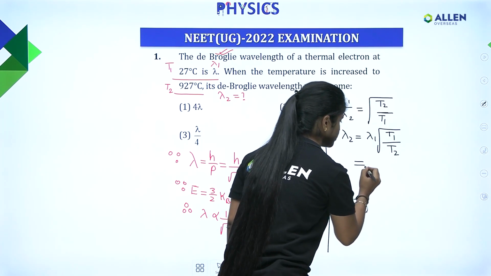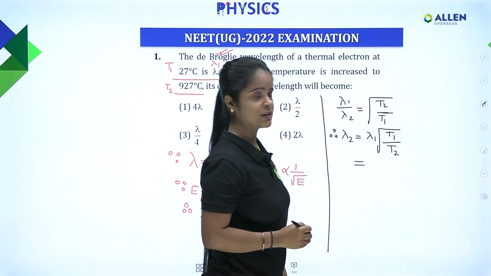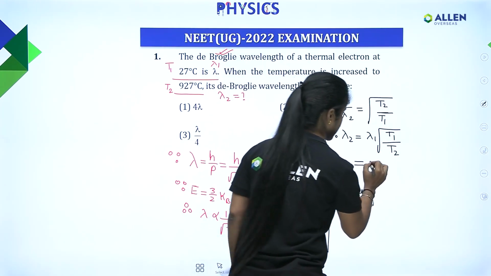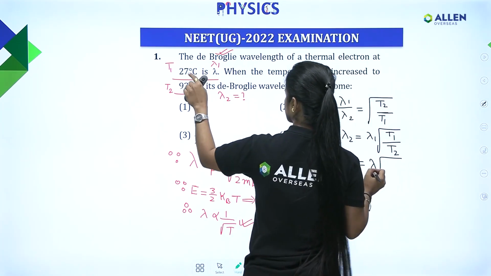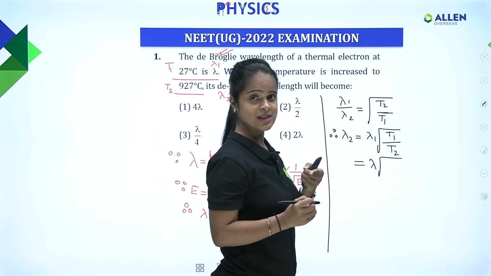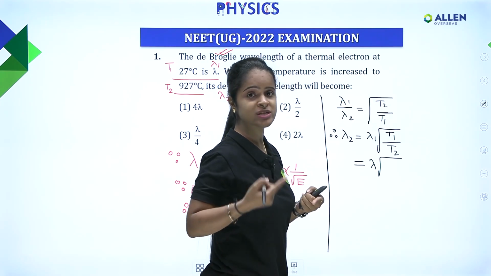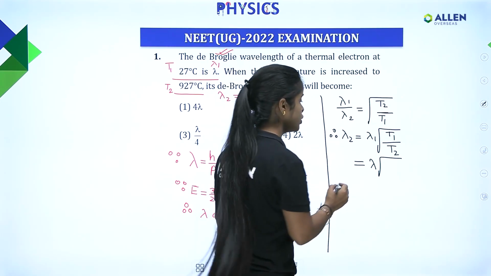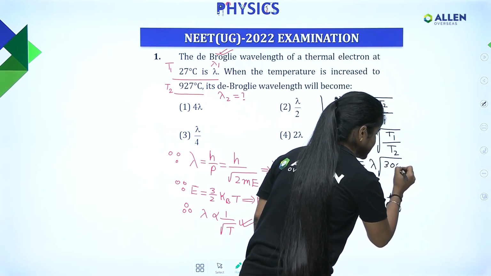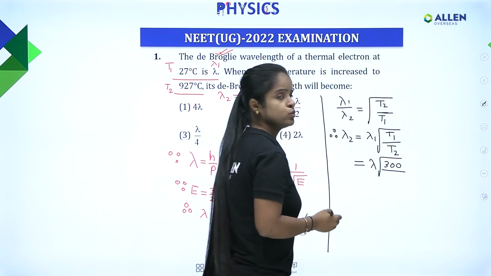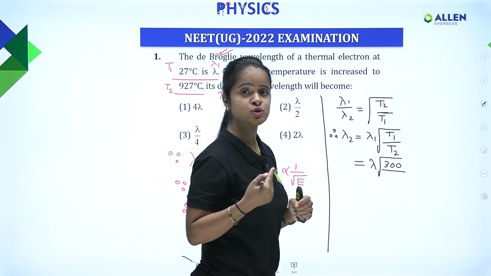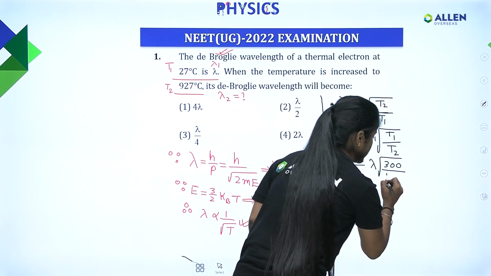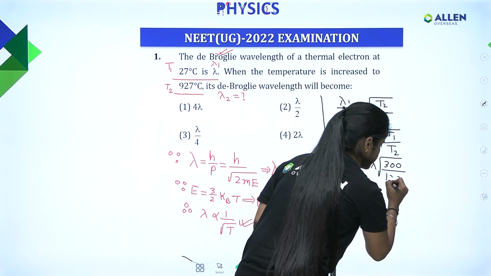Right? Now I am going to put in the respective values given in the question. At the place of lambda 1 it will be lambda. At the place of T1 it will be 27 degrees Celsius, that means 27 plus 273, so it will be 300, right? So here directly write 300. And T2 is what? 927 degrees Celsius, that means 927 plus 273. So it will be 1200, right?